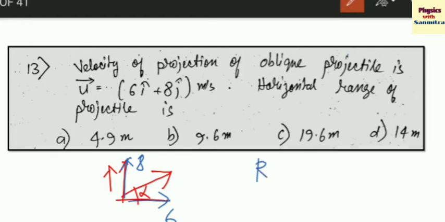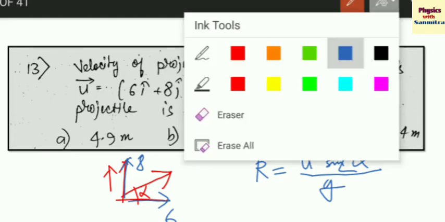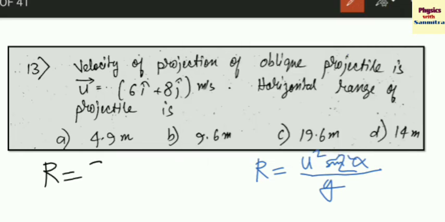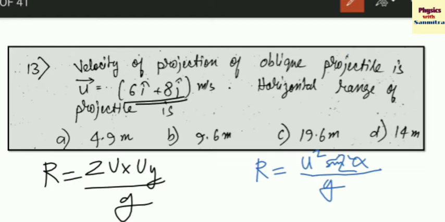See, there are two formulas for range. One is u square sin 2 alpha by g, the horizontal range. The other formula is a less known formula, but it is a standard formula which I have already shown in my lectures, and it can make this problem very easy to solve. That is r is equal to 2 into ux uy by g. When it is given in the form of components, just use this formula.